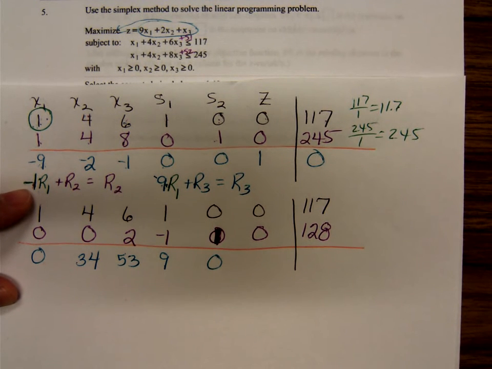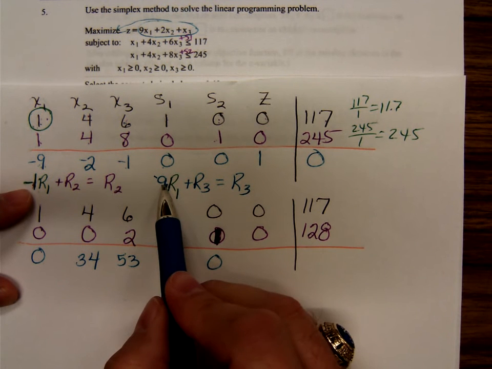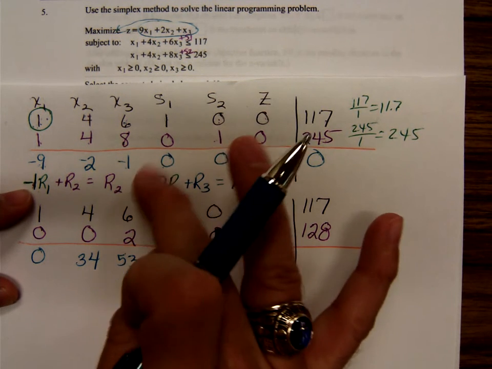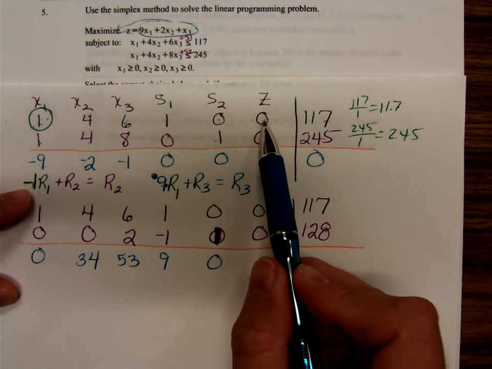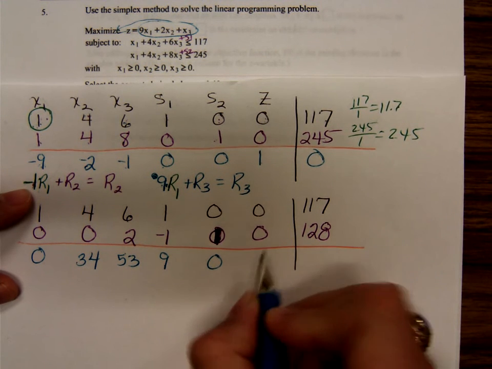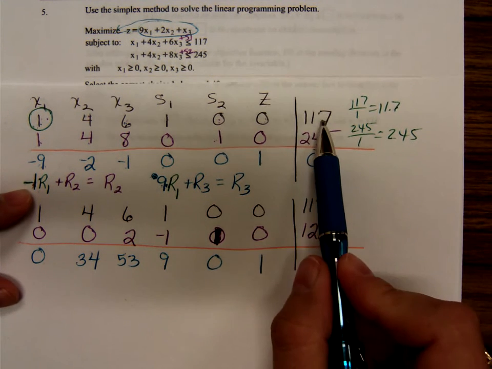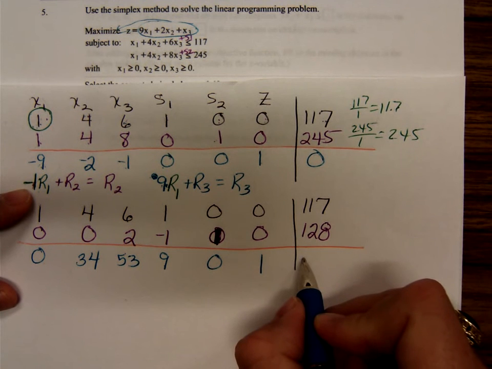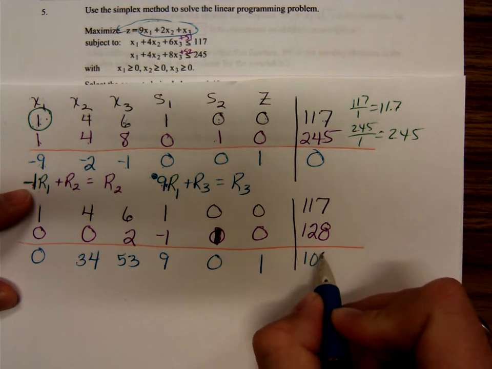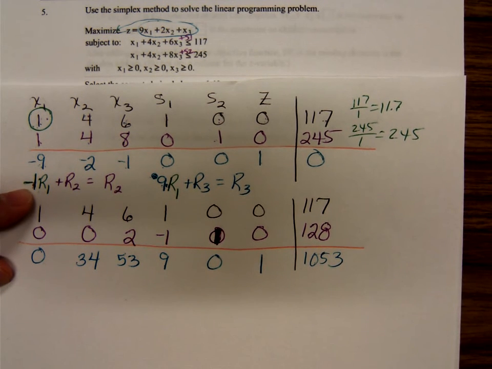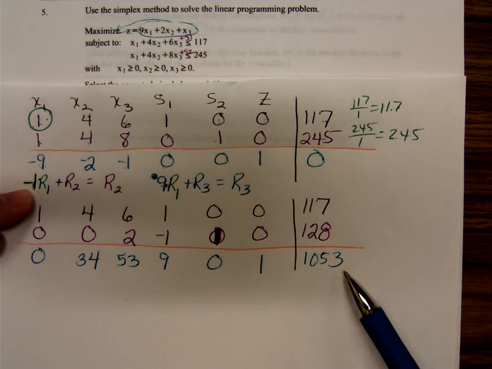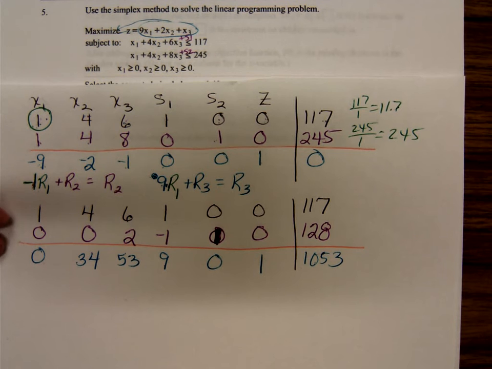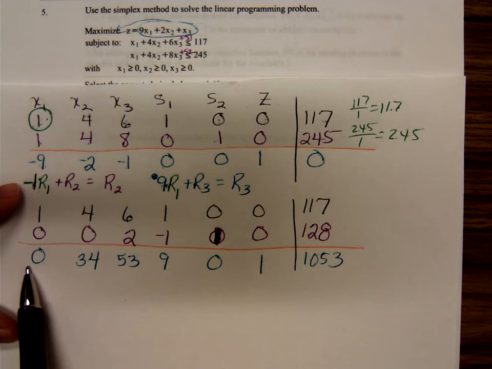And let's see. This is not a negative there, okay? 9 times 0 is 0, plus 1 is 1. 9 times 117, let's see, is there going to be a 1053? 9 times 117 is 1053, plus 0 is 1053. Now once we've zeroed out that column, you look and see, are you finished?